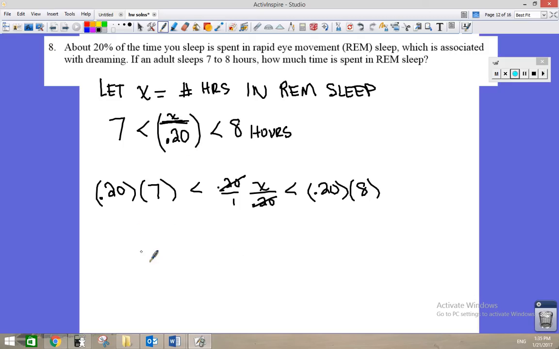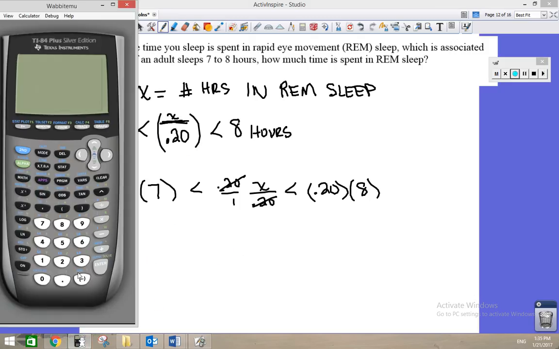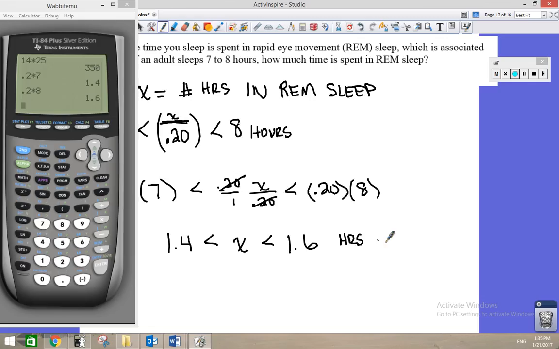All right, so let's dig out a calculator. 20% of the 7 hours, 1.4 hours, is the minimum number of REM hours that an average adult has, and the maximum, 0.2 times 8, is 1.6 hours. And this is not just hours slept, it's hours of REM sleep.